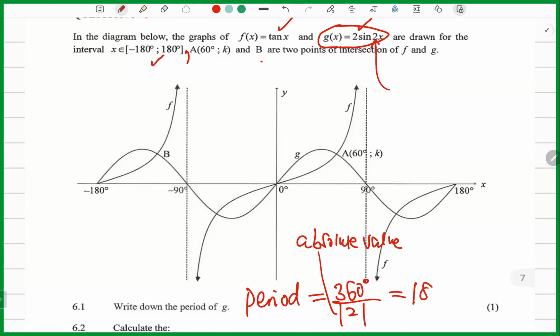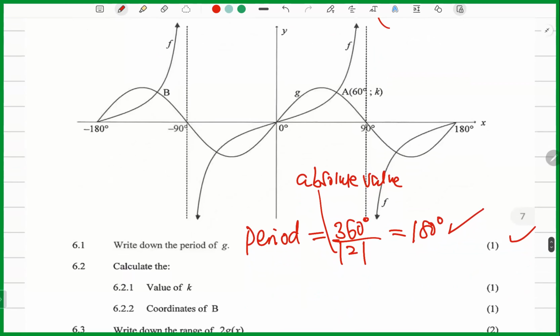Which is 180 degrees. Write down the period of G. So the period of G is 180 degrees, and you get 1 mark there. Okay, next question. Calculate the value of K.